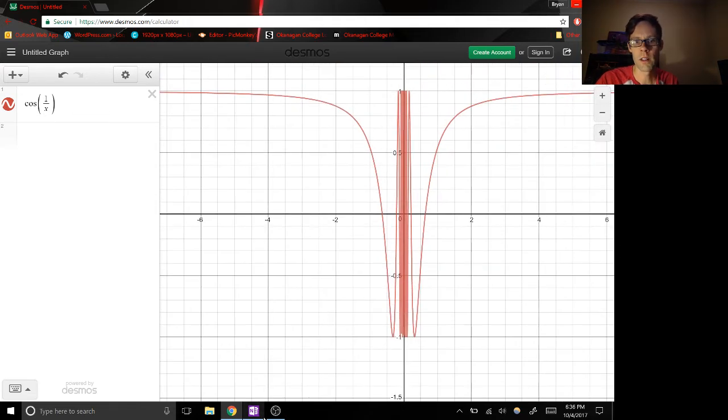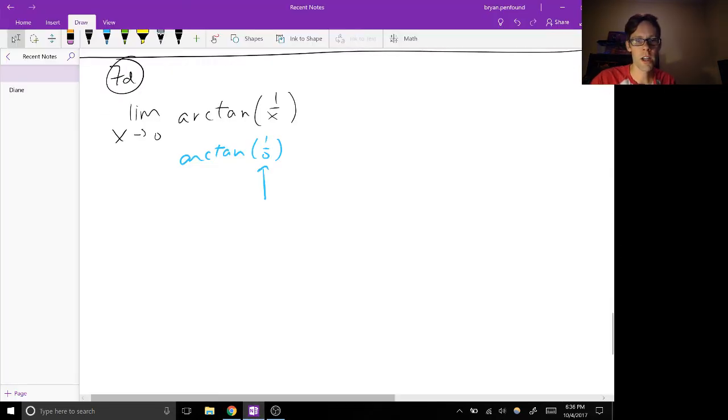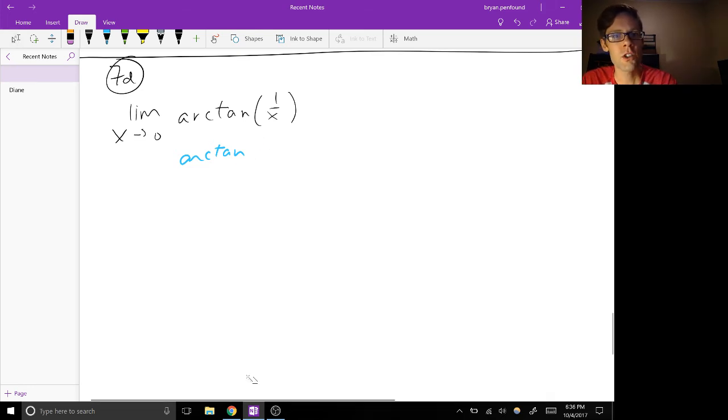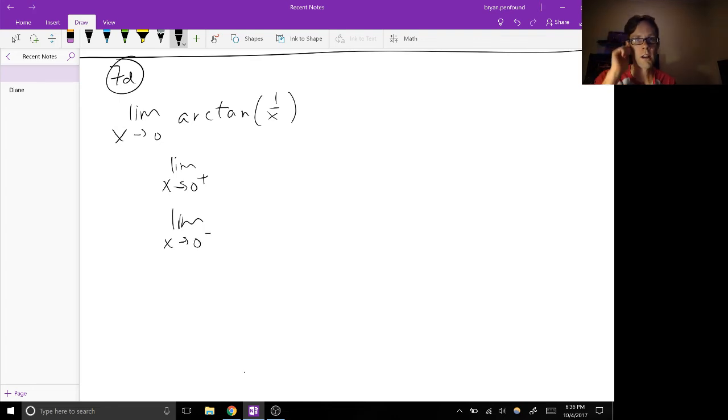I don't really know. So let's try to figure out algebraically what's happening. And we can do that, hopefully, by trying to consider two limits. So let's try the limit as x gets close to 0 from the right, and the limit as x gets close to 0 from the left. So here, yeah, maybe we'll have to do a table of values.